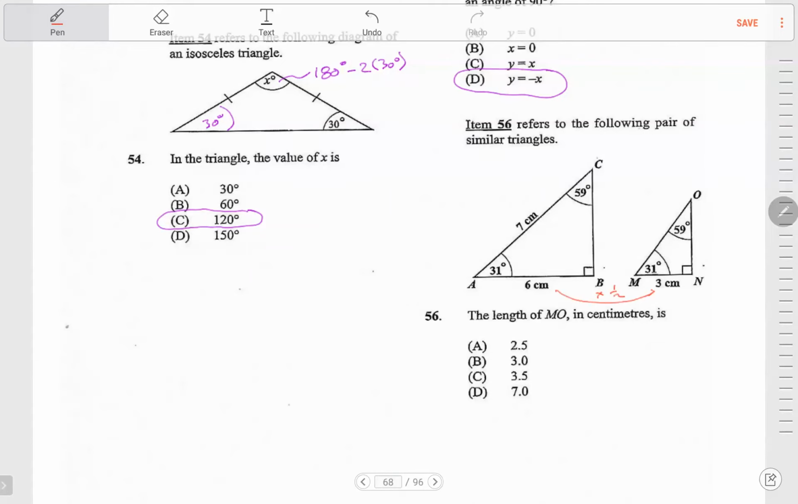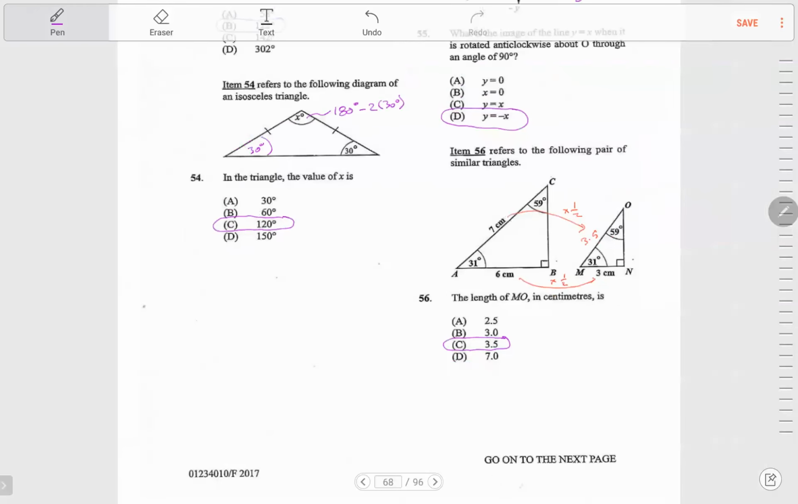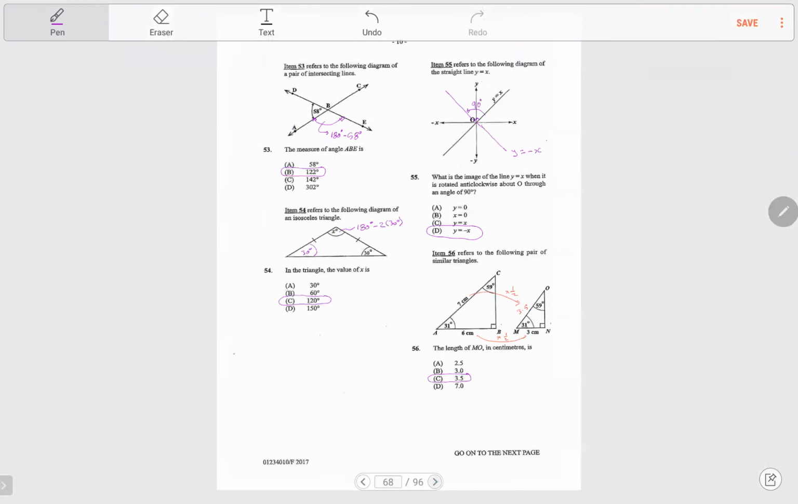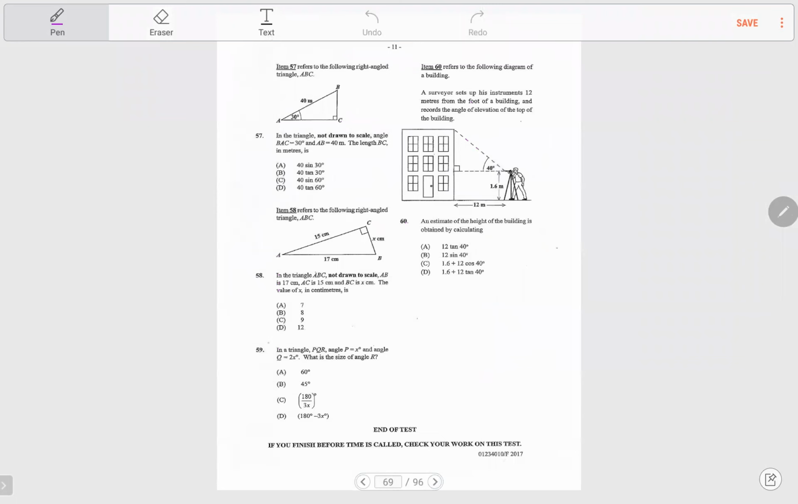Right, because it's a similar triangle, so times half. So the corresponding length here must also times half. And so this length is 3.5. That's what I want. The length of MO is 3.5. So the answer here is 3.5. There's another question where this would ask about area. This one is asking about the length. All right, that's 56.